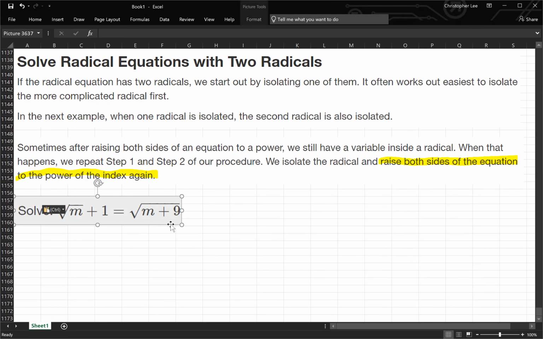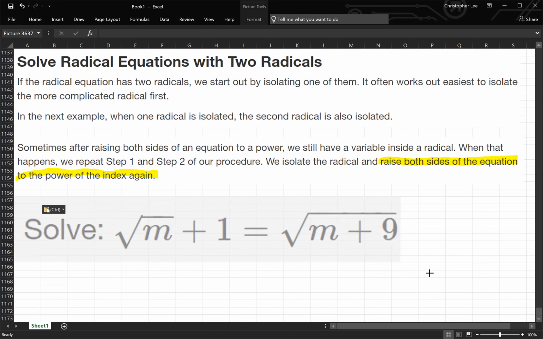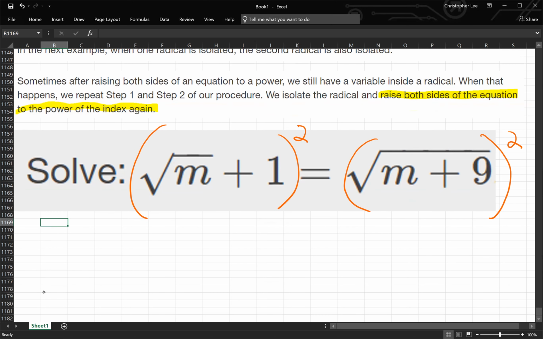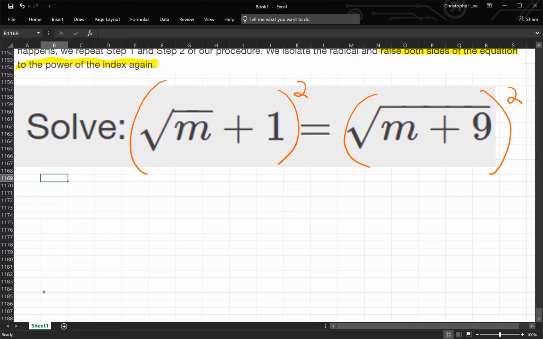Like in this question, I've got two radicals right here, right? Now, the more complicated radical, in my opinion, is the m plus 9 one, right? So I want to isolate that one. In this case, it's isolated, right? So now I can square it. Real easy. I'm just going to square both sides. But notice the other one, right? I'm squaring the entire side, right? That's how we do it. Including that, the entire side, right? So I'm squaring the entire side.